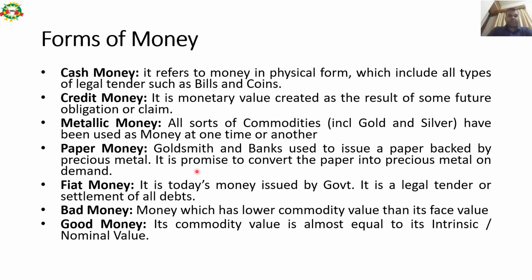Paper money. Goldsmiths and banks used to issue a paper backed by precious metal. It is a promise to convert the paper into precious metal on demand. This is also very confusing. Please remember this paper money definition. Fiat money. It is today's money issued by the government. It is a legal tender for settlement of all debts. This is also very important. Sometimes a 1 mark theory question comes on fiat money also.